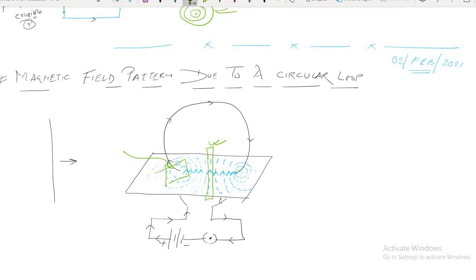So what is your observation? Your observation is near the wire, it is a circular ring, concentric circles, and at the center, it is forming a straight line. This much clear? Yes, sir. Okay. So this is your observation. All right. Any problem?